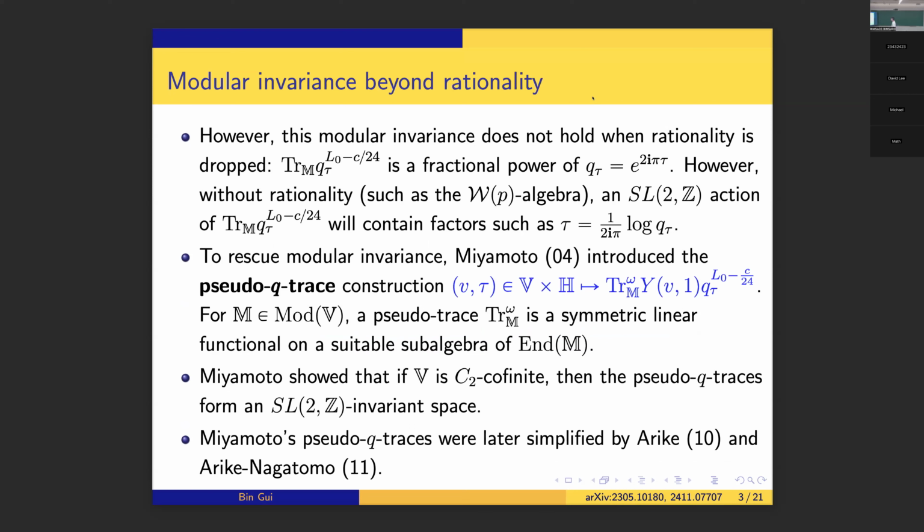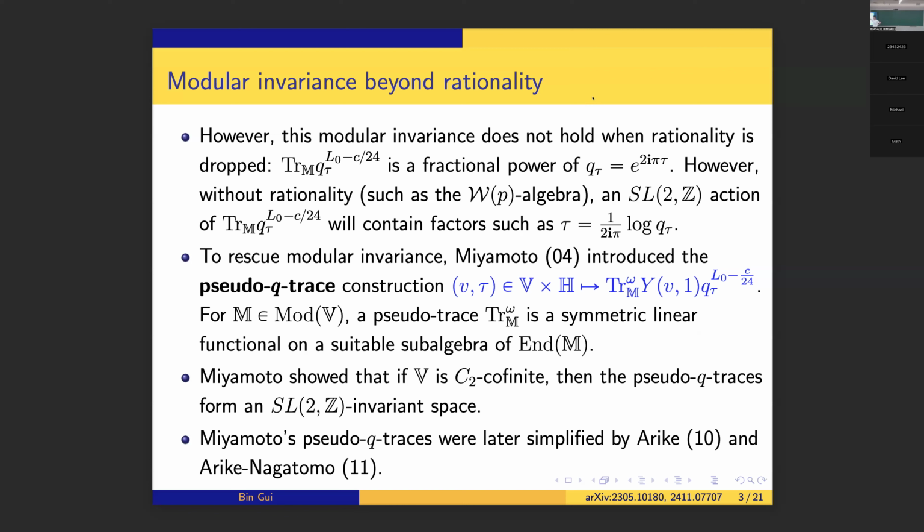However, if I drop the rationality assumption, I only keep the C2 condition and remove the rationality, then this modular invariance property in the formulation of Zhu does not hold. Because it has been long observed that if you fix a module and take the q-character and apply the modular transform, you get a new function of tau. Then this new function will contain some factor which is the log of q_tau.